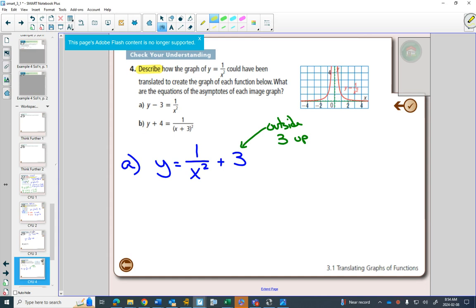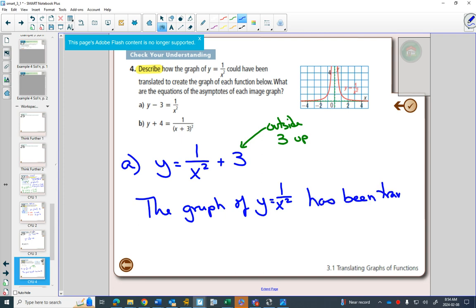Okay? Now this one is pretty easy. I would just say, and that's not to say that sometimes in your sentence you have some math. Like you might say, the graph of this would be okay. I could say the graph of y equals x squared has been translated 3 units up. And that sentence on its own explains it completely.